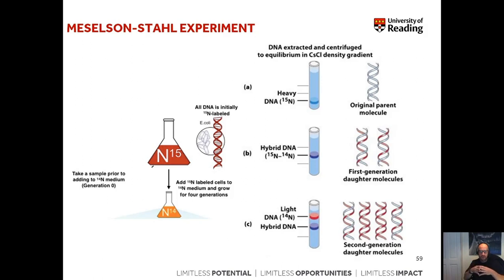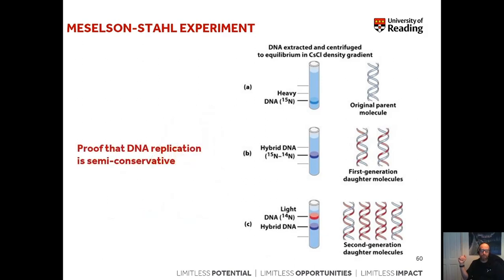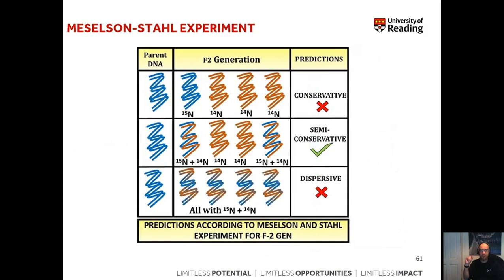However, the next, second generation DNA molecules provided a very clear answer to this question, because they ended up with one fraction containing DNA which contained only the light nitrogen and also an additional band containing hybrid DNA. And this was the proof that DNA replication is clearly semi-conservative.